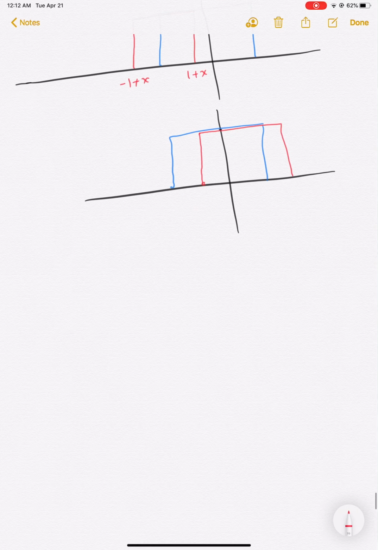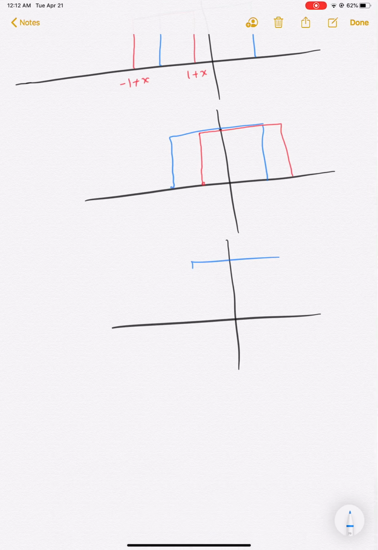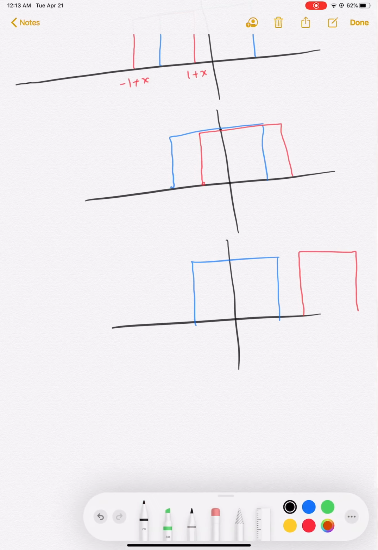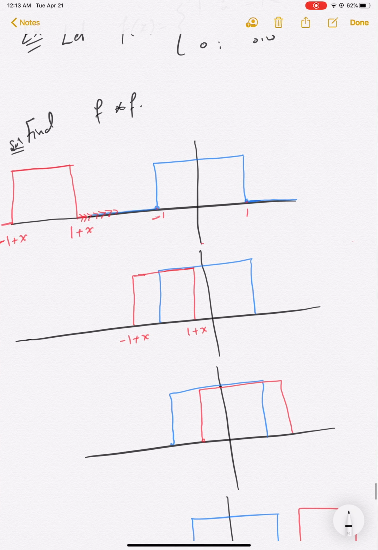And for the other case, imagine what happens if this is your original rectangle, and when you shift the red one, you get something like this. Okay, so these are the different scenarios that we can have, the different relations between the blue and the red curve. Now, what do we mean by the relation?